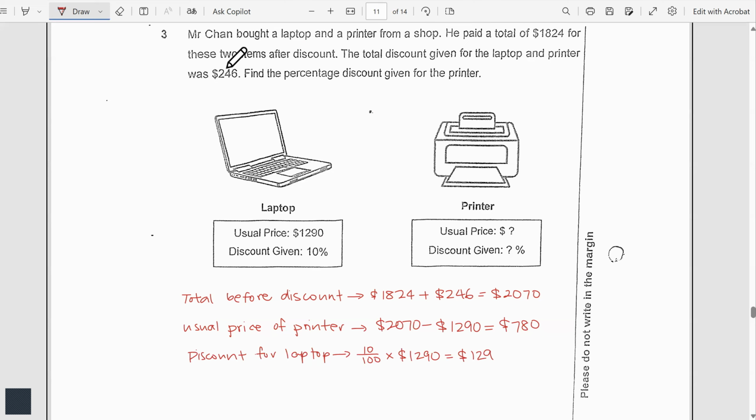So out of the $246 discount, 129 was for the laptop. So the discount for the printer would be 246 minus 129, which is 117.